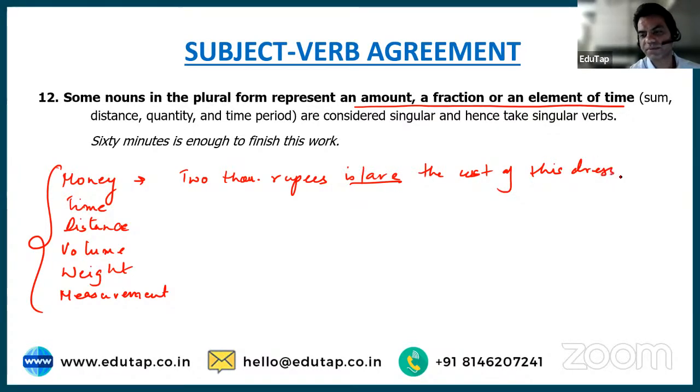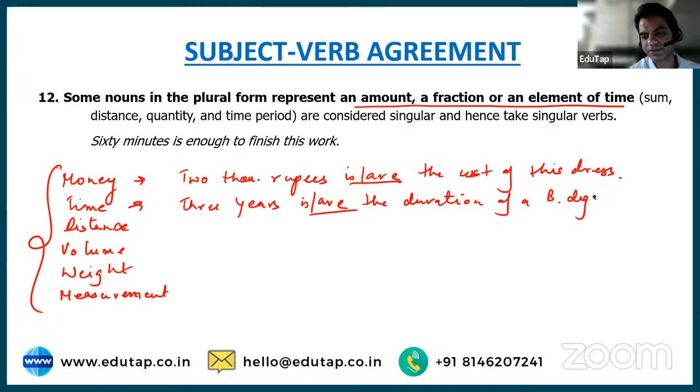Now you keep on giving me the answers, guys. Time, 3 years. Is 3 years a long time or are 3 years a long time? Or let me put it this way: 3 years is the duration or are the duration of this course? Are the duration of a bachelor's degree? Yes, guys, 3 years is the duration of a bachelor's degree.